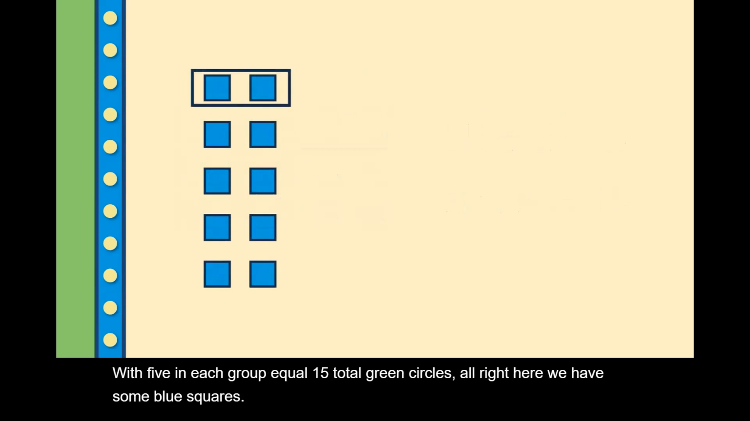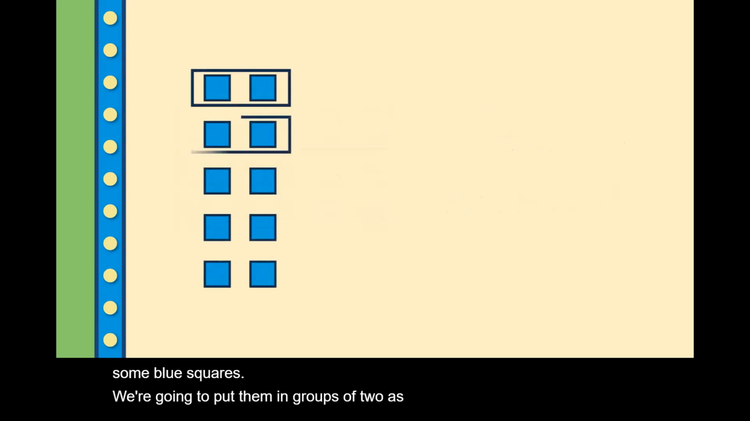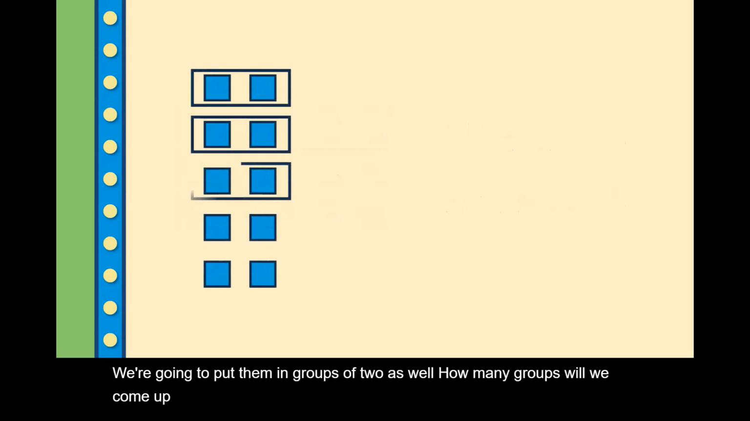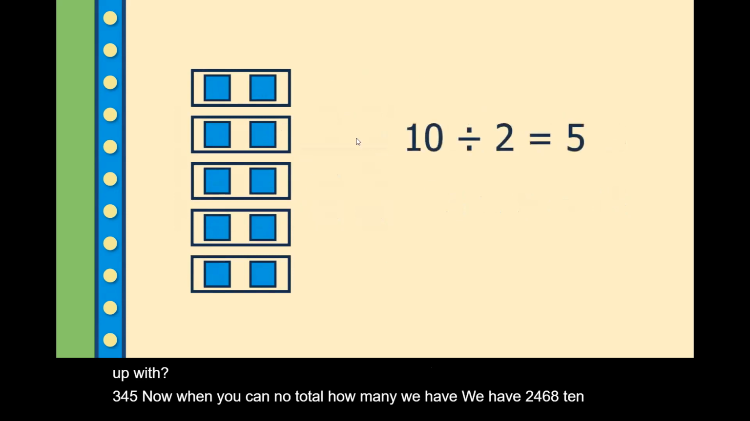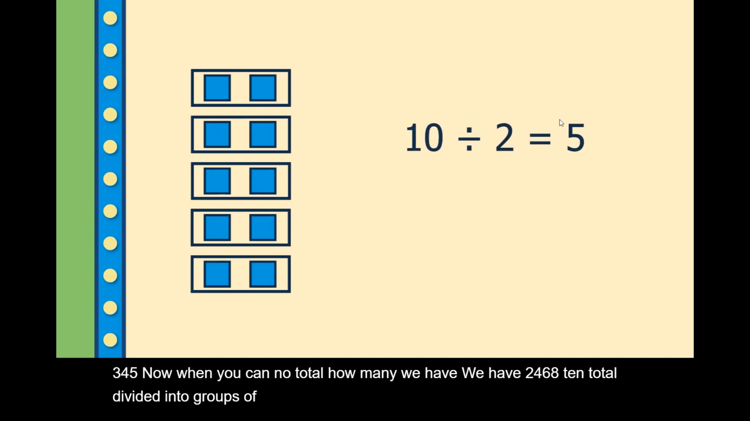We're going to put them in groups of 2 as well. How many groups will we come up with? 3, 4, 5. Now we need to know the total. How many do we have? We have 2, 4, 6, 8, 10 total. Divided into groups of 2 gives us 5 sets.